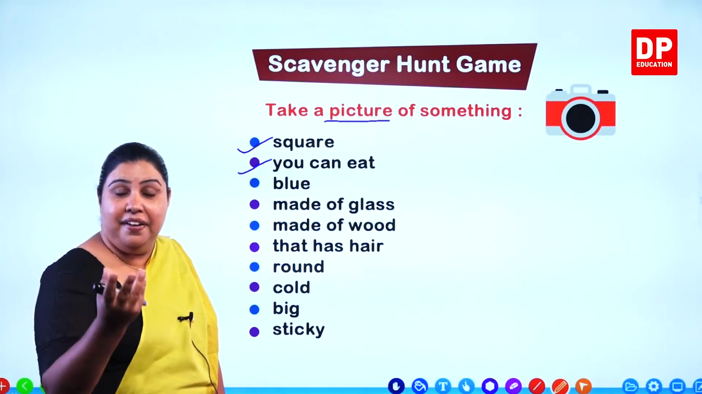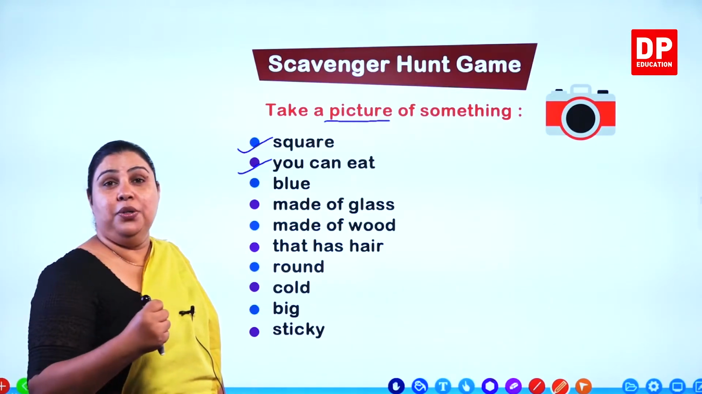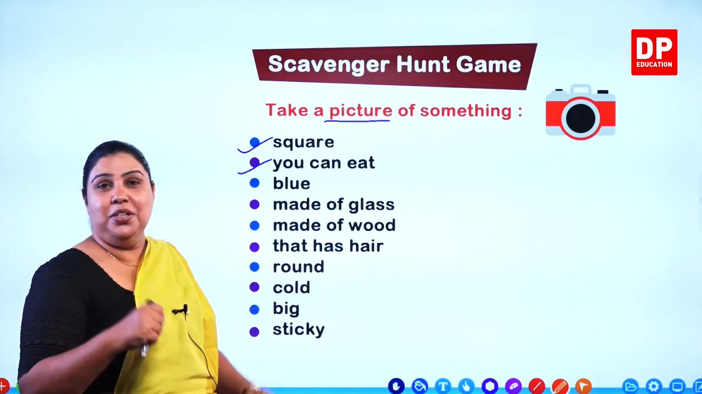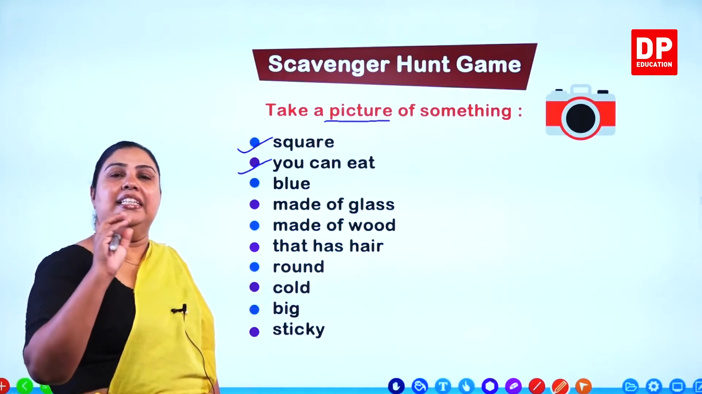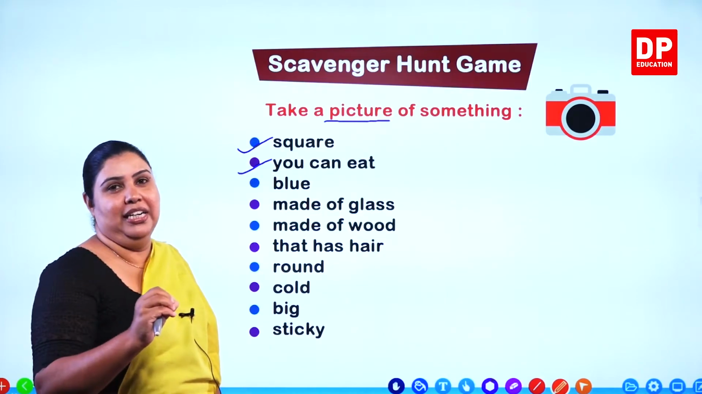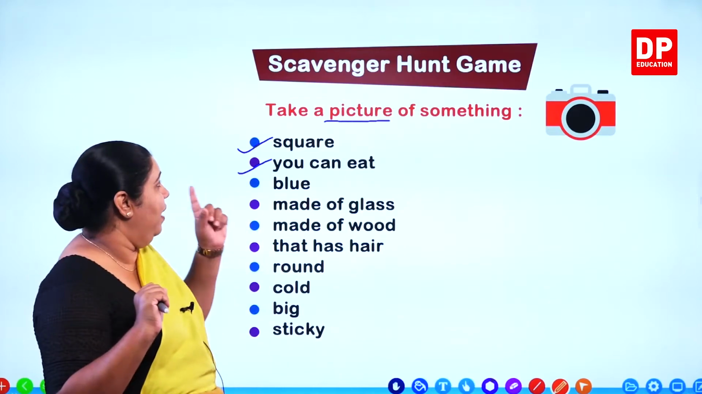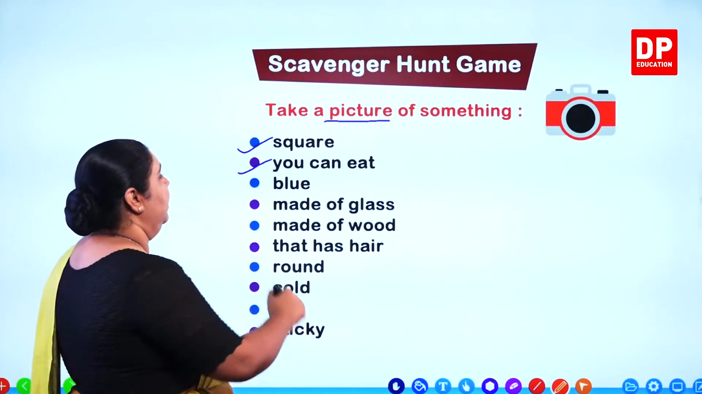Maybe you must be having your hair clips, your hair bands, right? Then you might have blue colored cups at home, blue colored plates at home, blue colored balls at home. Anything, it has to be only blue color. You have to take a picture of something blue.